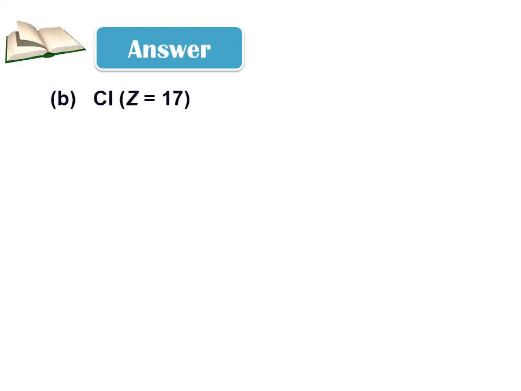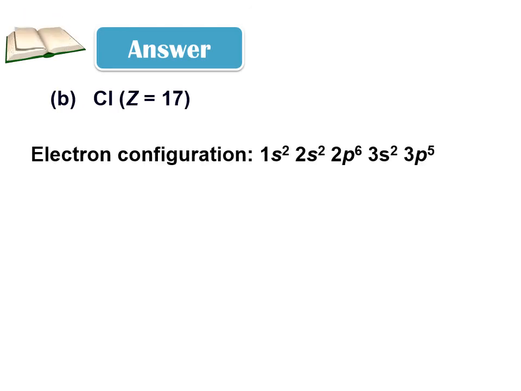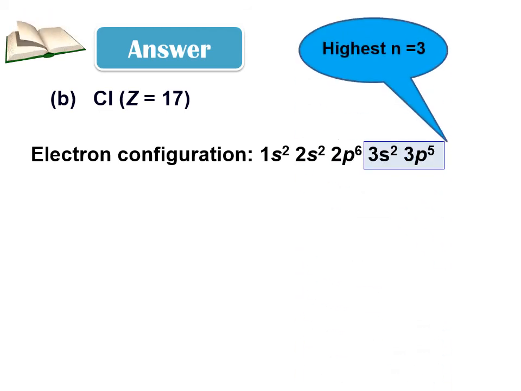For question B, chlorine. Chlorine has 17 electrons. The electronic configuration is 1s2, 2s2, 2p6, 3s2, and 3p5. First, we want to determine the period. What is the highest principal quantum number in the electronic configuration? The highest n is equal to 3. So the period for chlorine is 3.